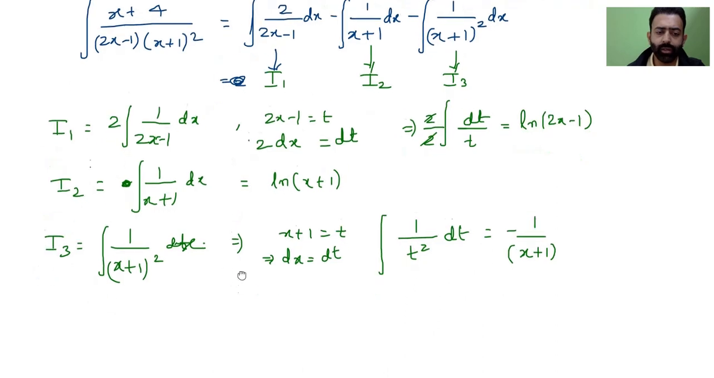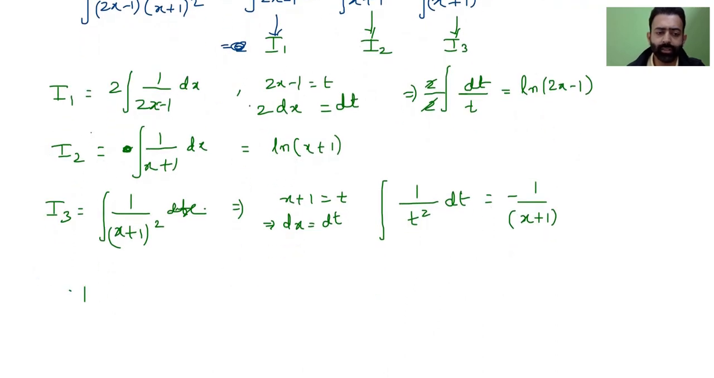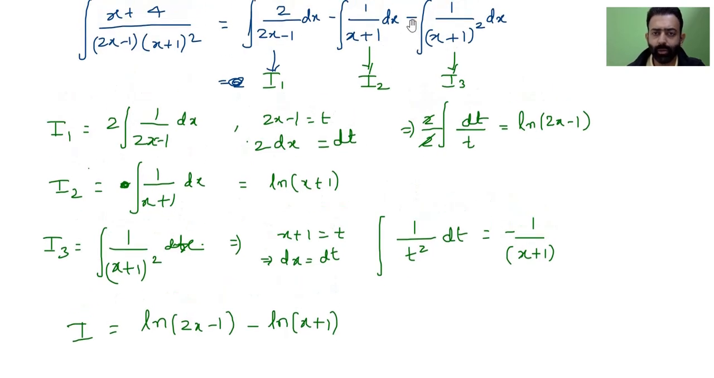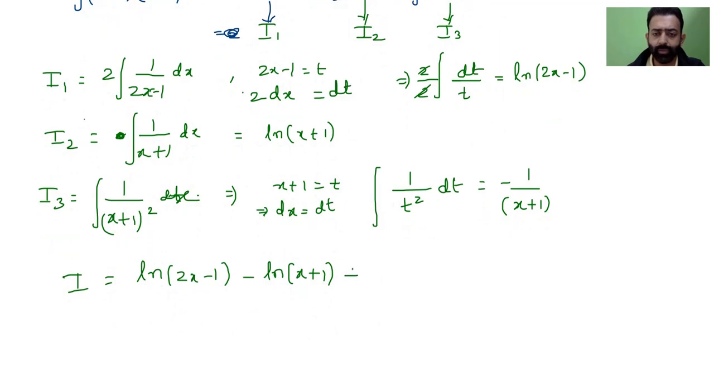So now the whole integral, I can write this as I is equal to I1, which is ln of 2x minus 1. I2 is with the minus sign, ln of x plus 1. And lastly, this was minus, and again there was a minus sign in integral number 3 outside, so minus, and this minus will become plus. So this will be plus of 1 over x plus 1.